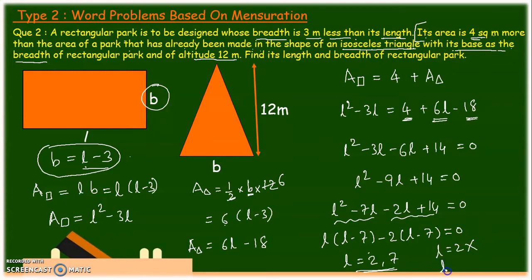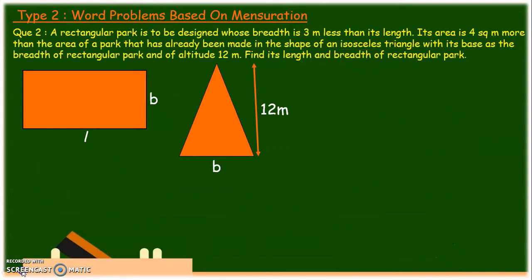If you take L equal to 7, so here we will get the value of B equal to 4. So L equal to 7 and B equal to 4 meter. This is our answer. The length of the rectangular arc is 7 meter and breadth of the rectangular arc is 4 meter. This is our answer. Okay. Let's move to the next type of problem.